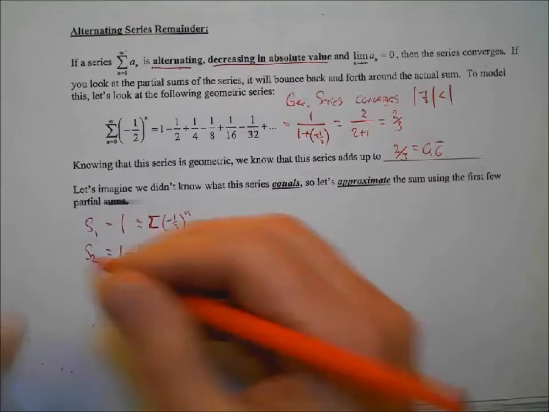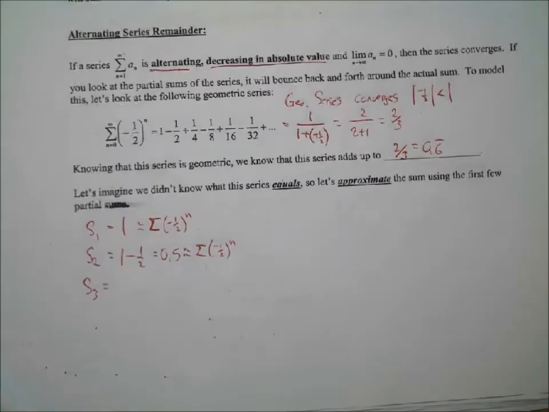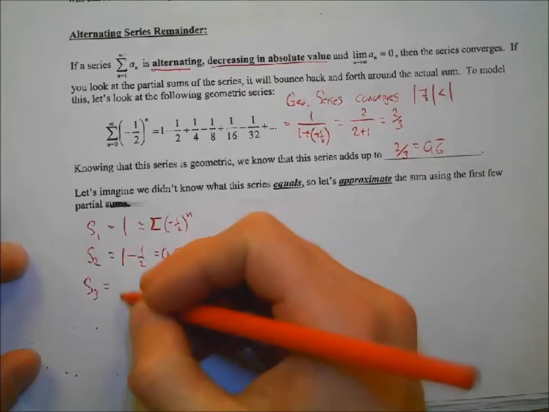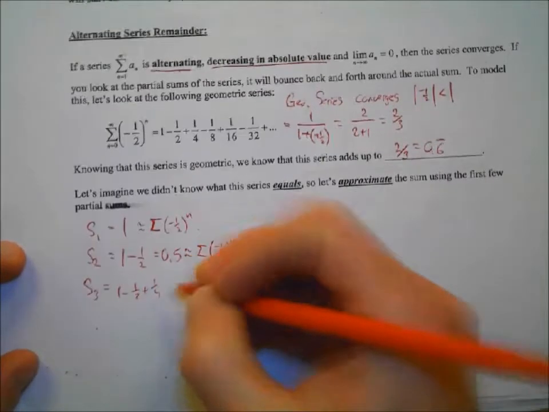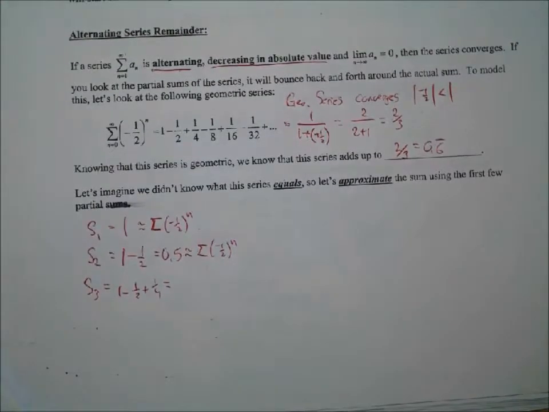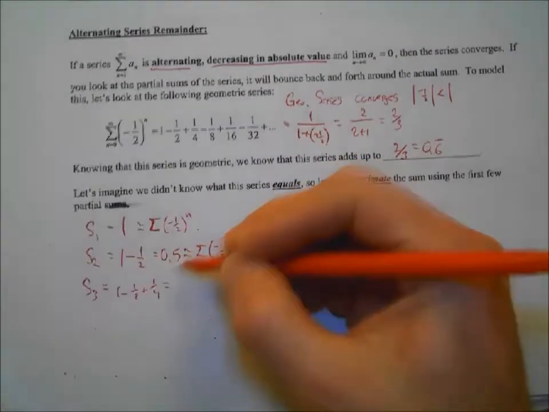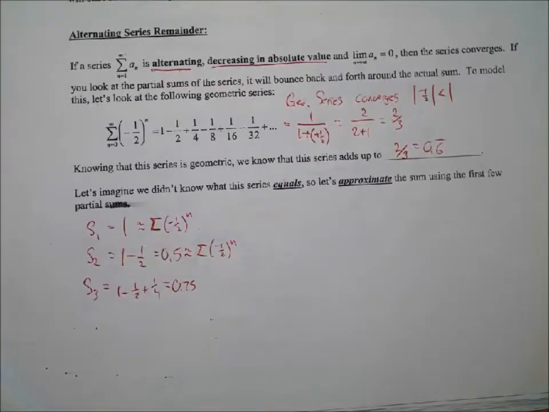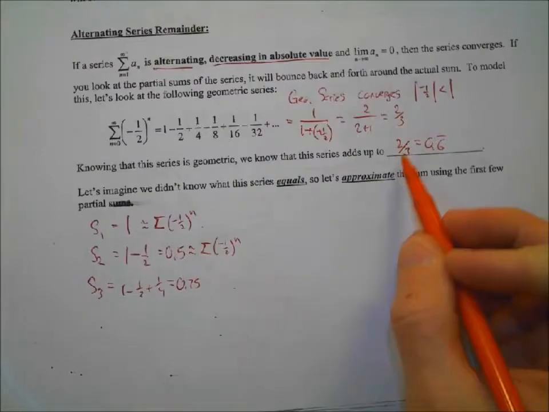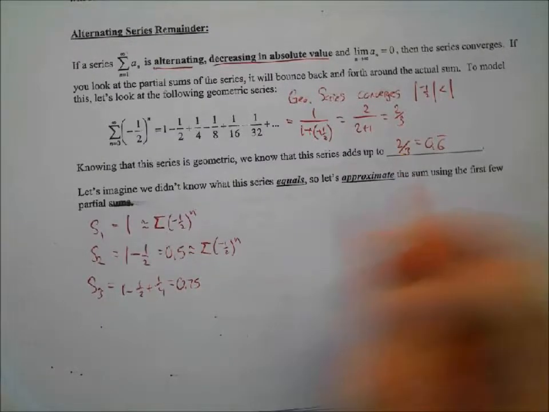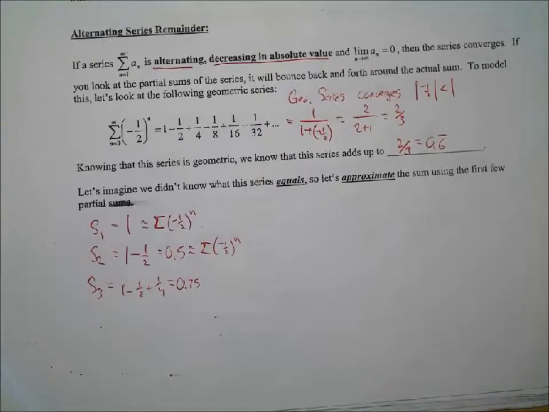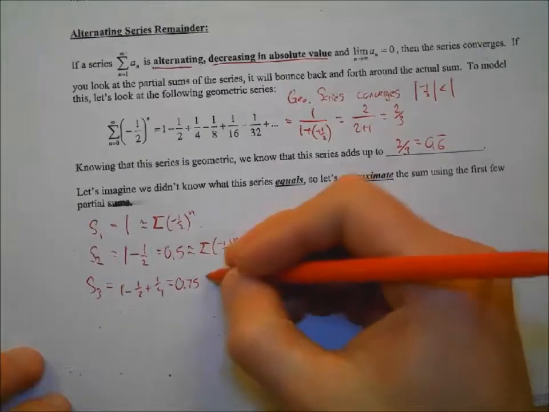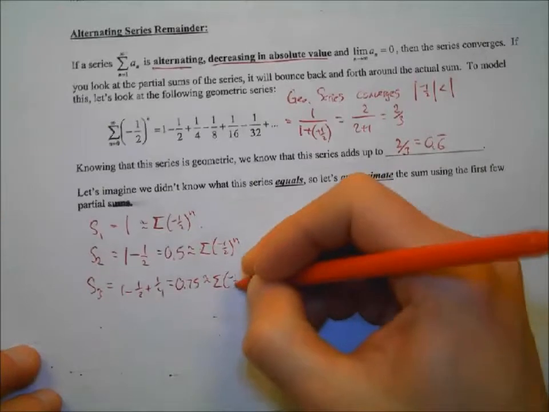So if we go again, S sub 3, which is 1 minus 1/2 plus 1/4. Well, it's what we had before, the 1 minus 1/2, which is 0.5. We're going to add a fourth to it, so it's 0.75. And now we're off by what? A 12th? That's 3/4 and 2/3, so 8/12 and 9/12. So yeah, we're off by a 12th now, okay? Even closer. And again, this is an approximation of that sum of negative 1/2 to the n.